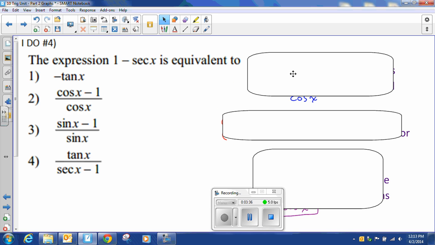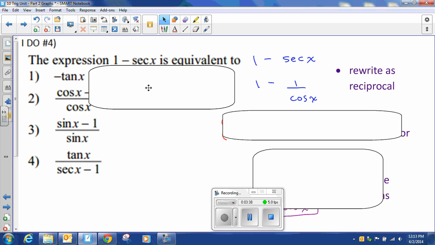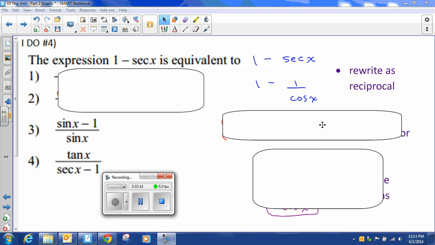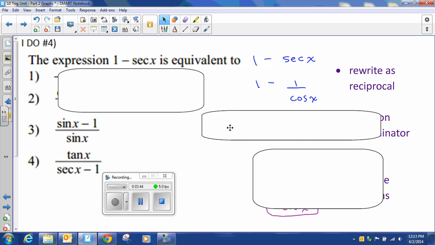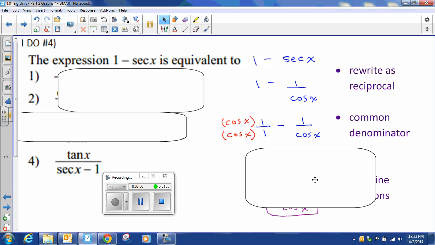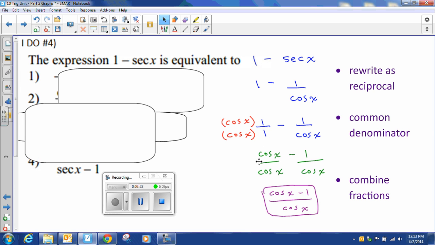Finally, number 4, 1 minus secant theta. First thing, we want to rewrite it using the reciprocal. Now we have 1 minus 1 over cosine x. And then you want a common denominator. So you multiply both 1 in the numerator and 1 in the denominator by cosine x. And we combine our fractions.